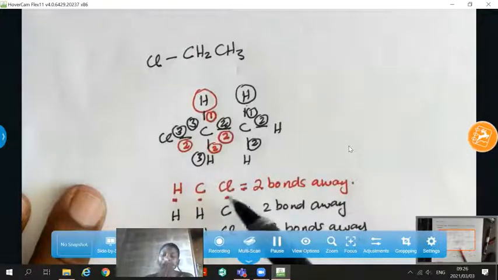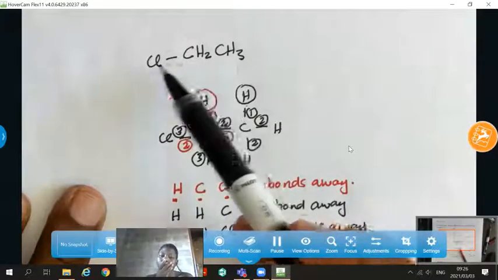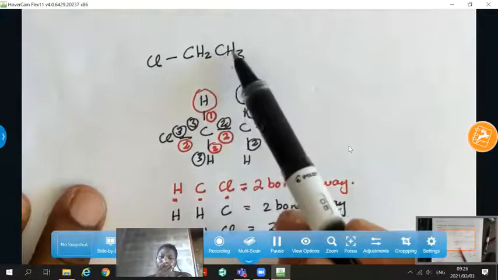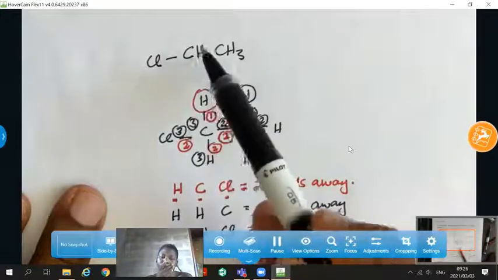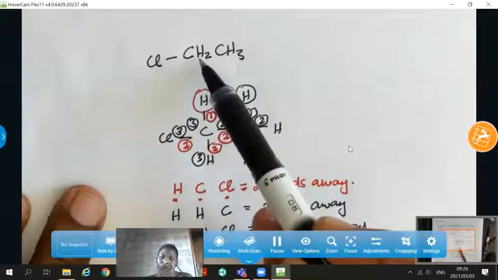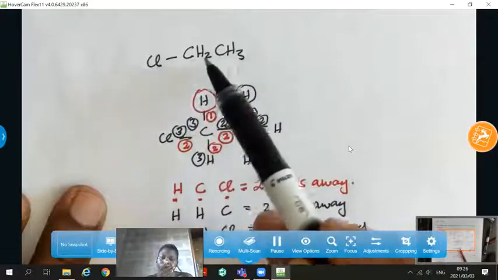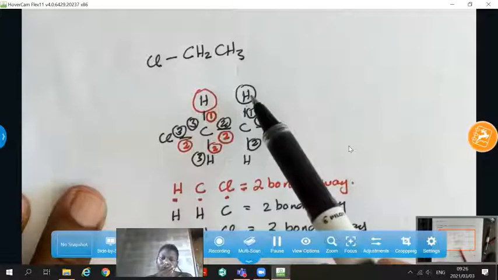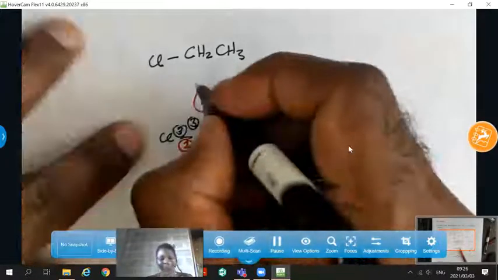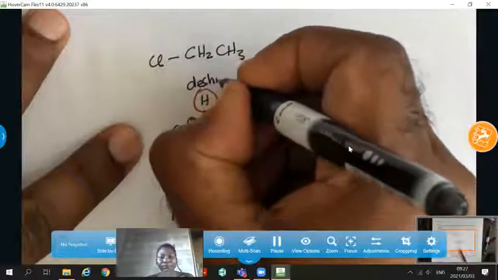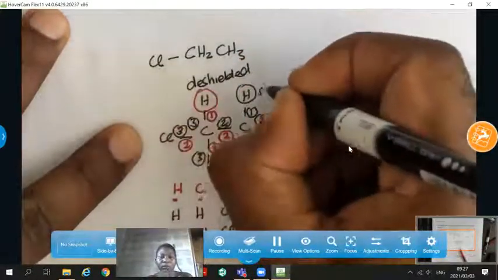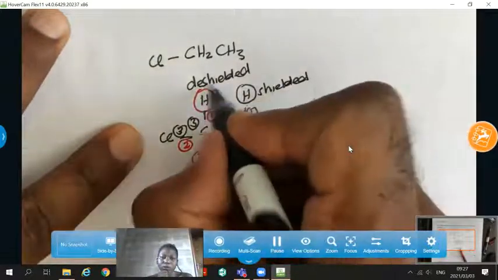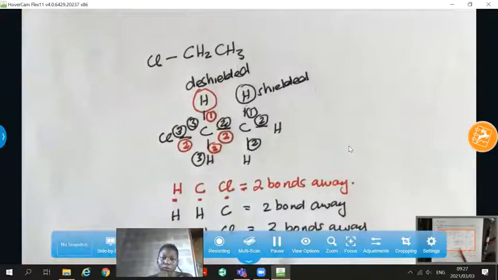So the electronegative atom is closer for the CH2 group, and it is further away from the CH3 group. That's why the CH2 group is more de-shielded than the CH3 group, because the chlorine withdraws electrons from this proton much better than it withdraws electrons from that proton. So this is more de-shielded, and this is shielded. So this is closer to 0, and this is downfield from 0.